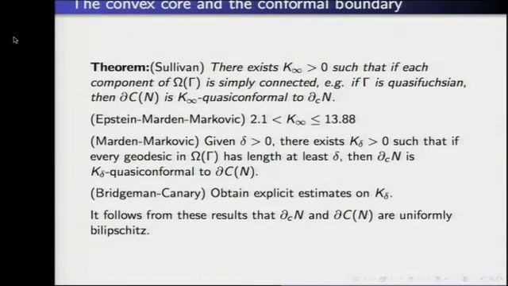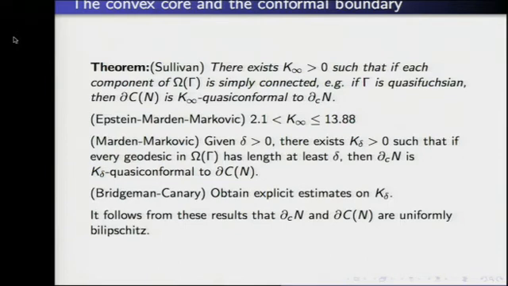So there's a little history here. Epstein, Marden, and Markovic showed that the best constant is somewhere between 2 and 14. In fact, it had been a question of Thurston's: would 2 work? If you think about it, in the most obvious examples, 2 always works. But they were able to come up with a very clever example where 2 doesn't work.